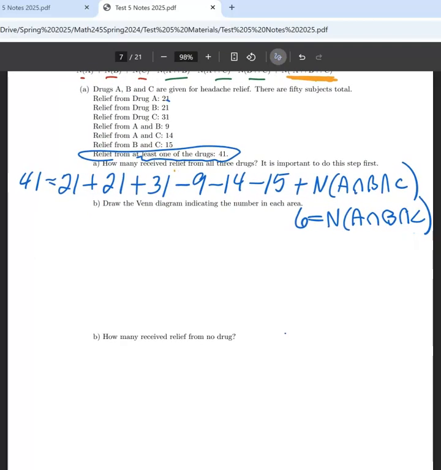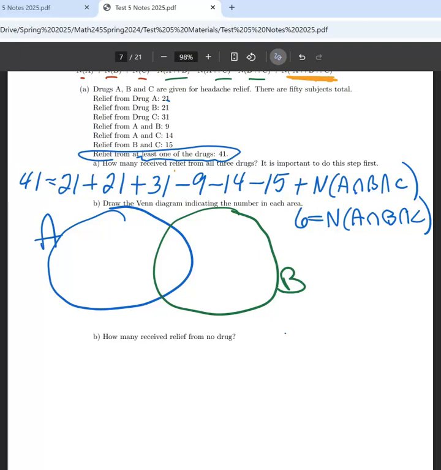So I'm going to use some colors here. This is drug A, this is drug B, and then this is drug C. So what's in the center here is this number 6. You want to put that in first.